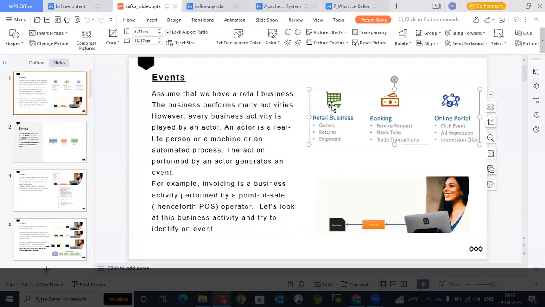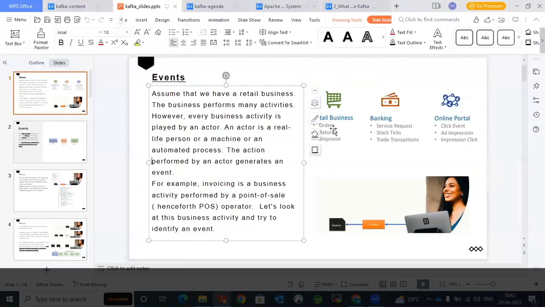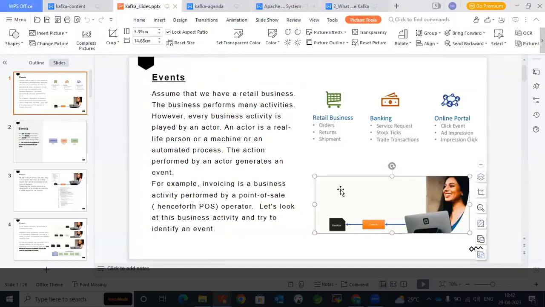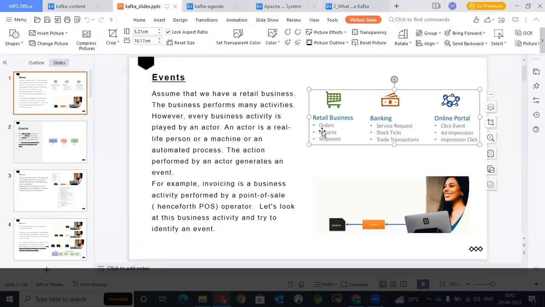So we have assumed that we have a retail business, maybe retail online or retail offline, right? For example, Amazon is what? Retail online. DMart is what? Sorry, DMart is retail offline. So we have the retail business, maybe it is offline, maybe it is online. In either case, whatever products we have purchased, we need to order first. At least they will prepare the order copy, isn't it?